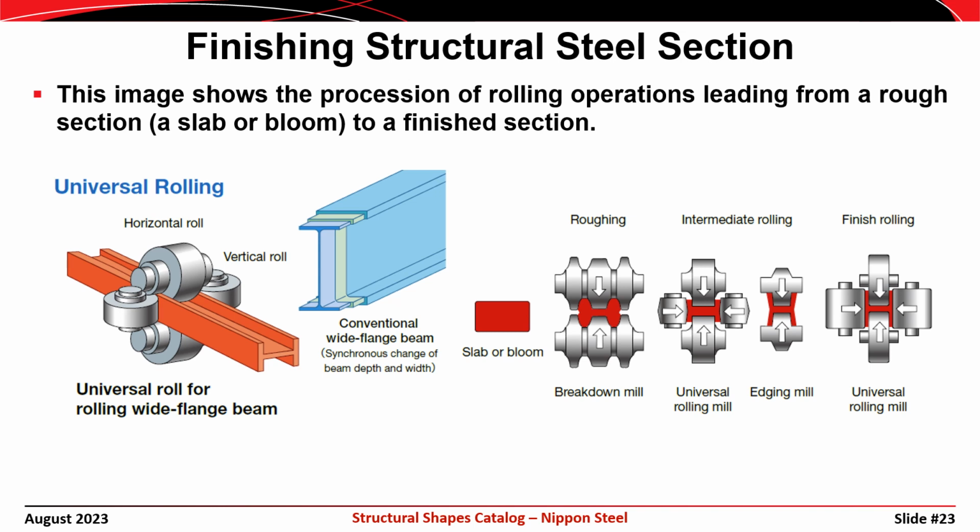You start off with a slab or a bloom. It goes into a roughing operation where it's a rough H shape, and then finally it comes out looking like an I-beam or an H-beam.